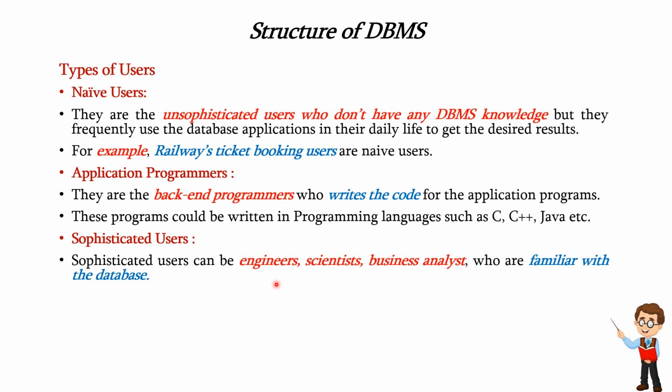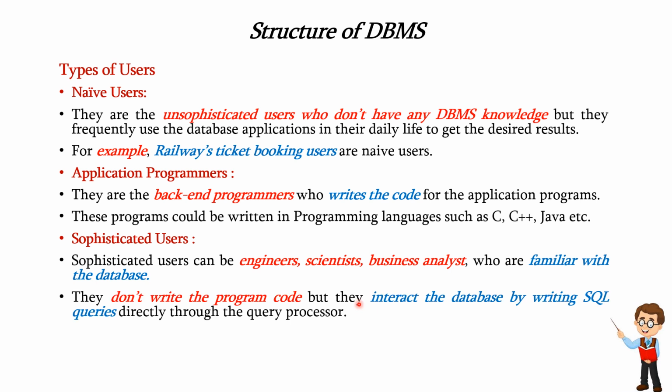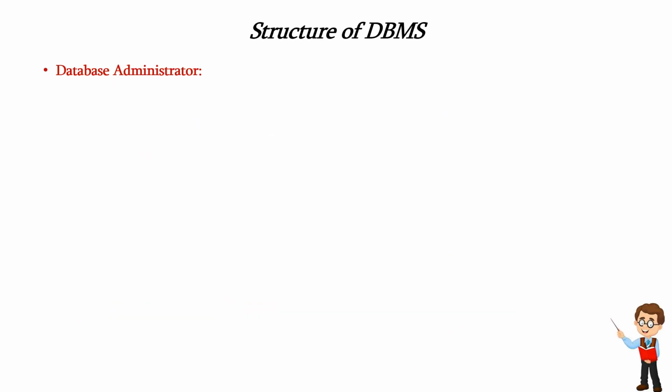And next we have sophisticated users. They can be engineers, scientists, business analysts who are familiar with the database. But they don't write the program code, but they interact with the database by writing the SQL queries directly through the query processor. Next, last category of user is database administrator.